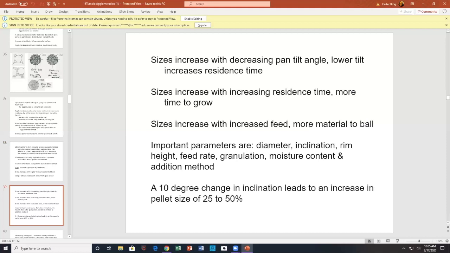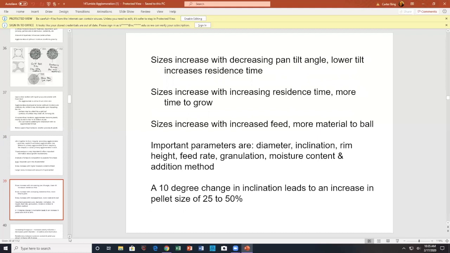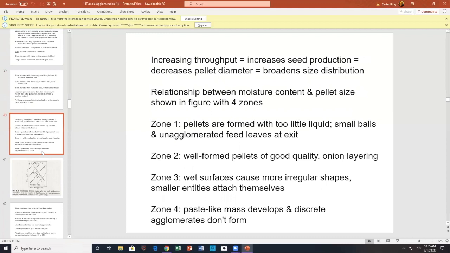Important parameters are diameter, inclination, rim height, feed rate, granulation, moisture content, and addition method. A 10 degree change in inclination leads to an increase in pellet size of 25 to 50%. I don't know if you toy around with tilt size. Again, increasing throughput increases seed production, decreases pellet diameter, and broadens the size distribution.